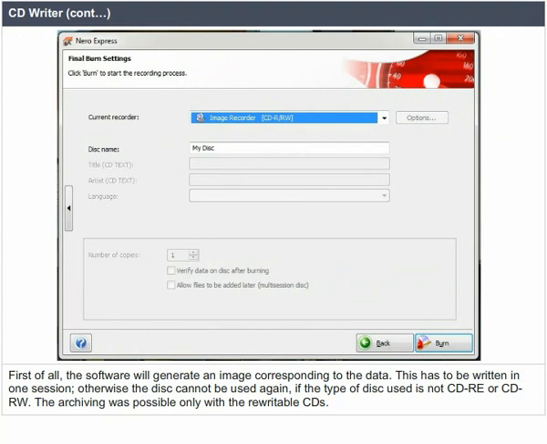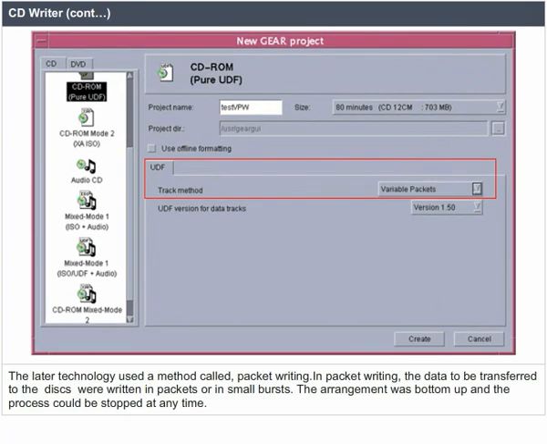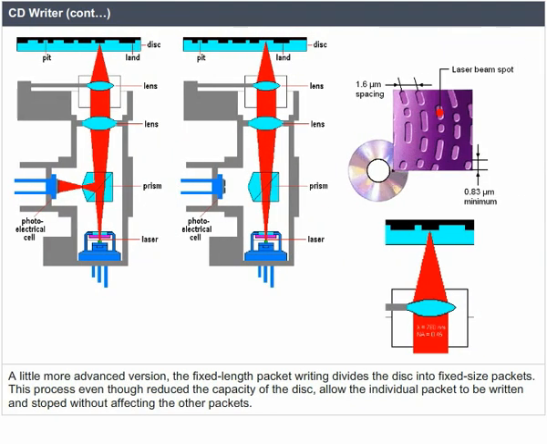The later technology used a method called packet writing. In packet writing, the data to be transferred to the disks was written in packets or in small bursts. The arrangement was bottom-up and the process could be stopped at any time. A little more advanced version, fixed-length packet writing, divides the disk into fixed-size packets. This process, even though it reduced the capacity of the disk, allowed an individual packet to be written and stopped without affecting the other packets.